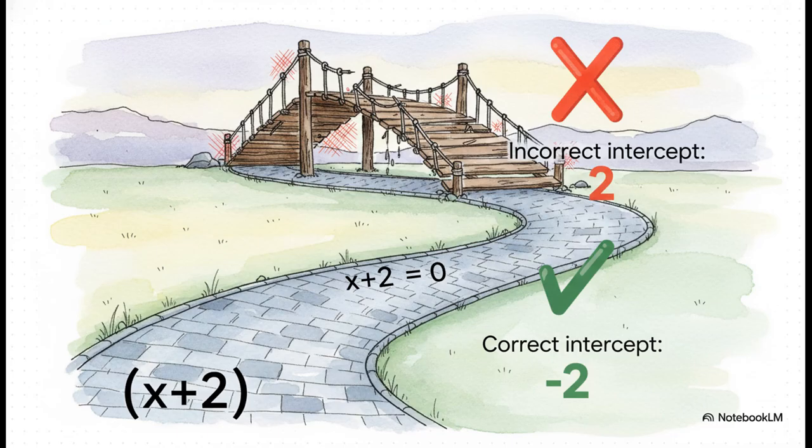It is so tempting to look at something like (x + 2) and think the intercept is at +2. But no. You gotta remember, you're solving that little mini equation, x + 2 equals 0. And that means the intercept is at -2. So, my advice? Always, always, always remember to flip the sign you see inside the parentheses.